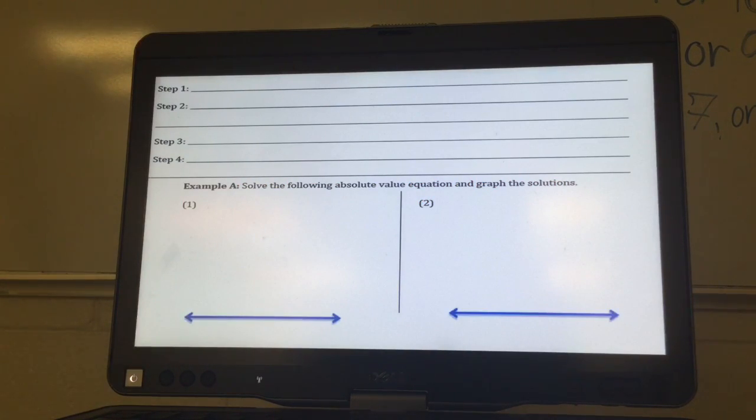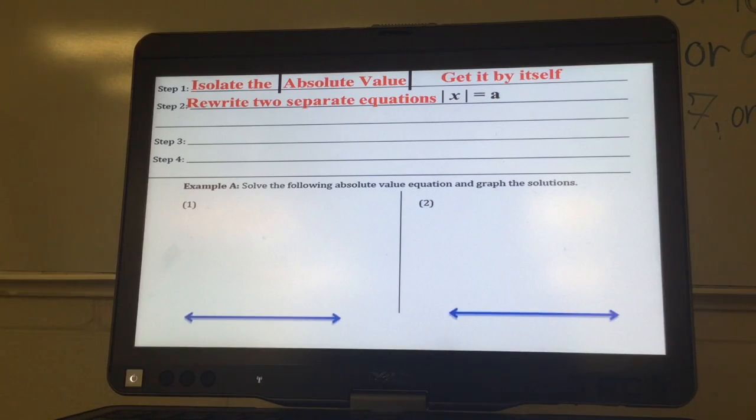Alright guys, so here are the steps to solving an absolute value equation. Step 1 is that you have to isolate the absolute value, meaning you have to get the absolute value by itself. Step 2 is you need to rewrite two separate equations. Say that you were given the absolute value of x equals a. The two separate equations will be x equals a and x equals -a.